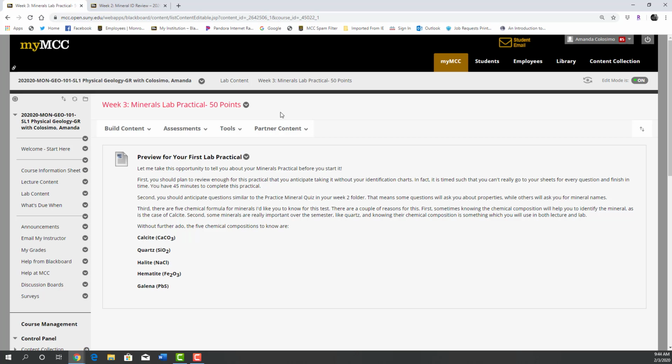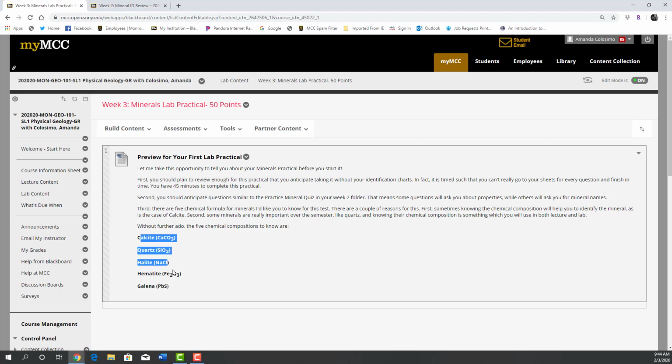In addition to those properties and names, the third component that you will be tested on is 5 chemical formulas for this test. And the reason I have you memorize these partly is that some of them will help you to identify the minerals, and some of them are just important for the course because there's a lot of overlap between lecture and lab. So these are those 5 chemical compositions to know.